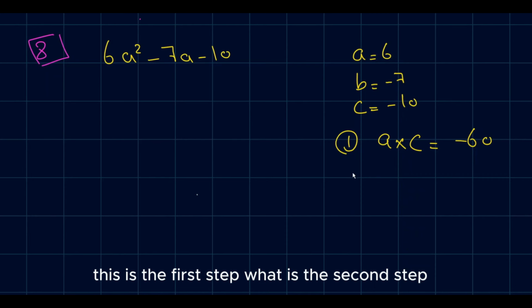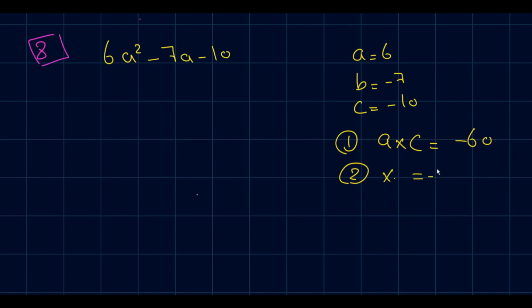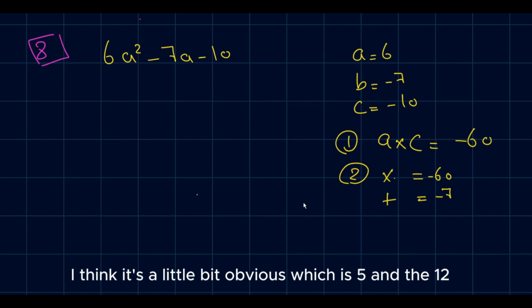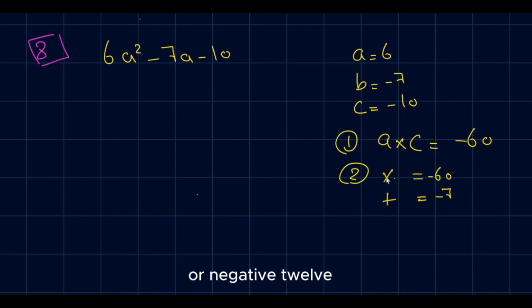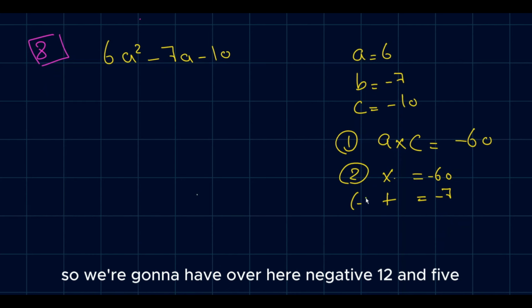This is the first step. What is the second step? Find the two numbers that multiply to negative 60, but also add up to b, which is negative 7. I think it's a little bit obvious, which is 5 and 12. Now let's see which one has the negative, 5 or 12. So since we have negative 7, the higher number will be the negative. Okay, so we're gonna have over here negative 12 and 5.